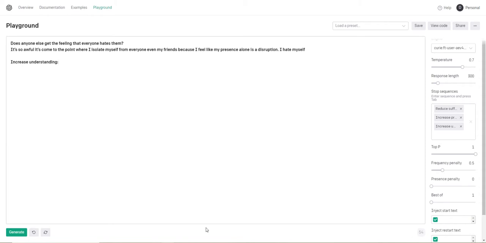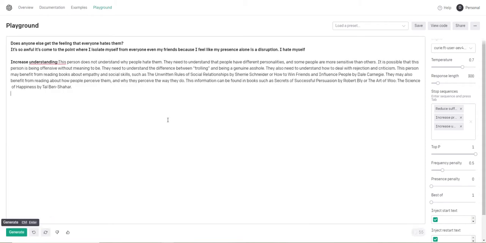Increase understanding. And last but not least, this person does not understand why people hate them. They need to understand that people have different personalities and some people are more sensitive than others. That applies to themselves. It is possible that this person is being offensive without meaning to be. Yes, that is very common when struggling with mental health issues. They need to understand the difference between trolling and being a genuine asshole.